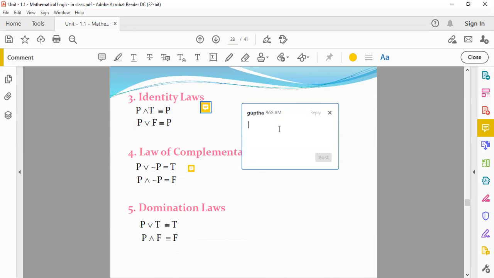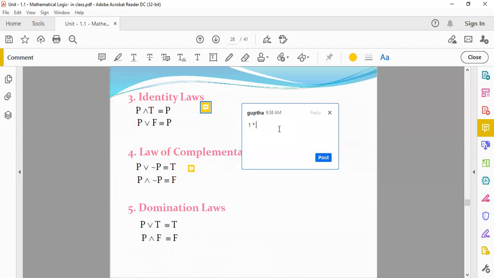If I'm taking any one example for the identity law, P is one statement, right? I want to take P as 1. Mathematically, how to represent an AND operation, guys? Multiplication. Very good answer.